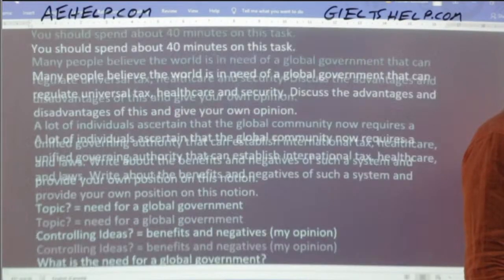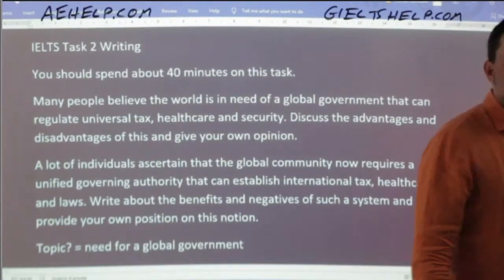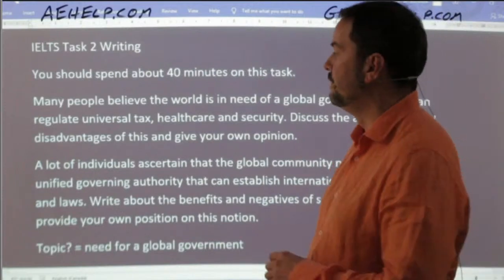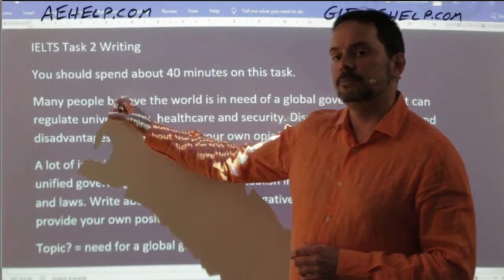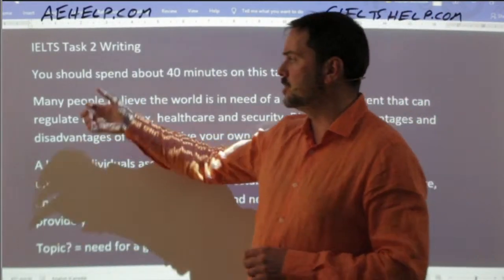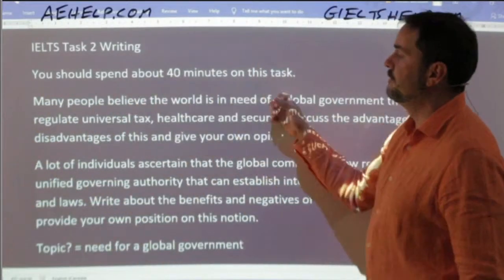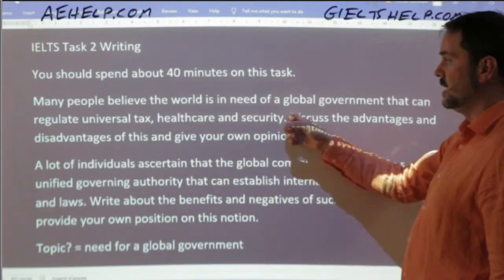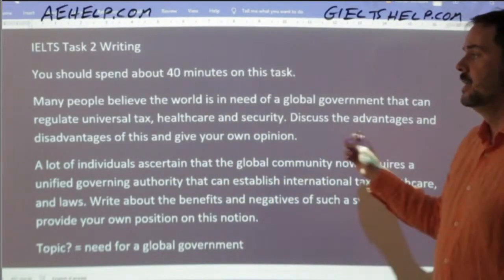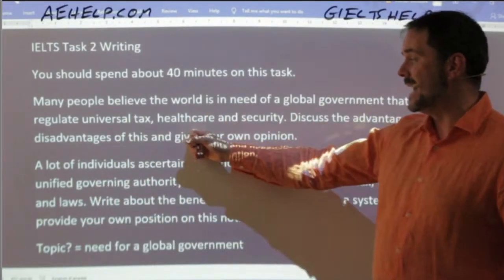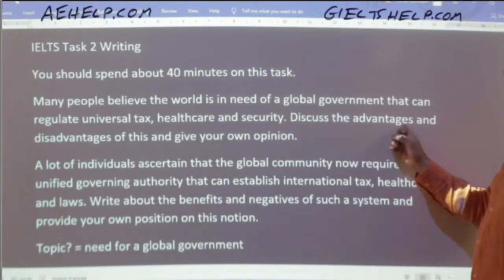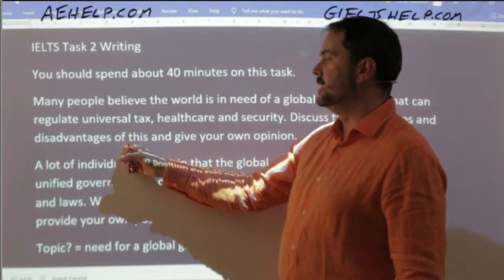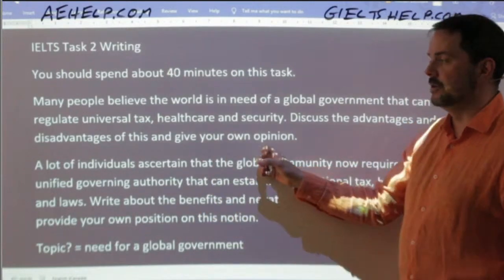So before you write your thesis statement, it's always a good idea to review the original question, okay? So here's the original question. You should spend about 40 minutes on this task. Many people believe the world is in need of a global government that can regulate universal tax, healthcare, and security. Discuss the advantages and disadvantages of this and give your own opinion.